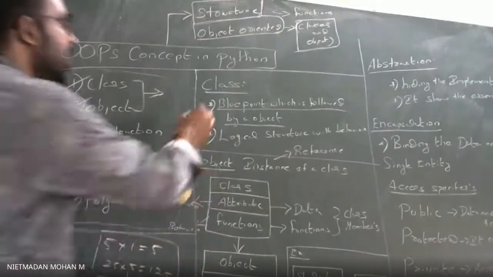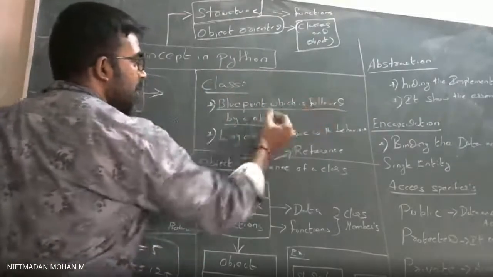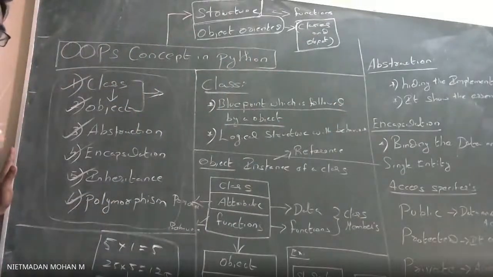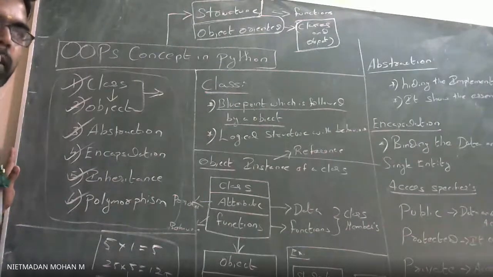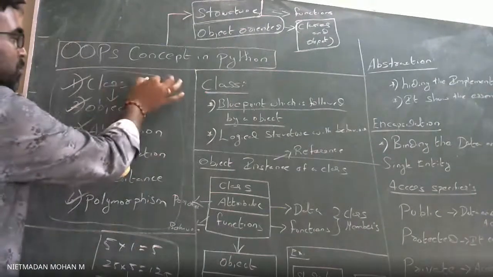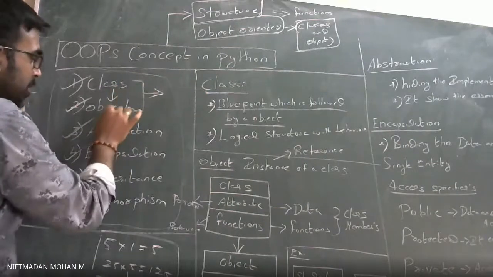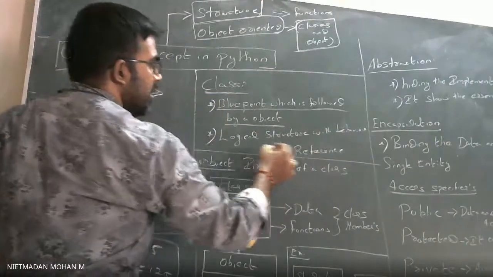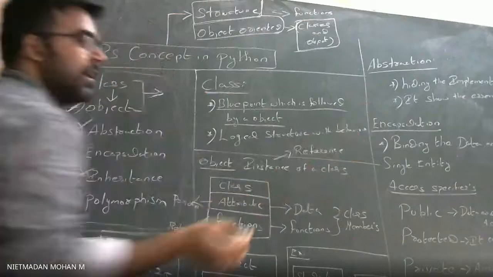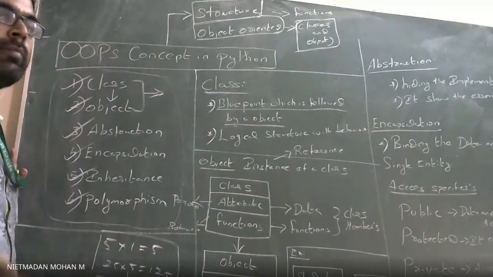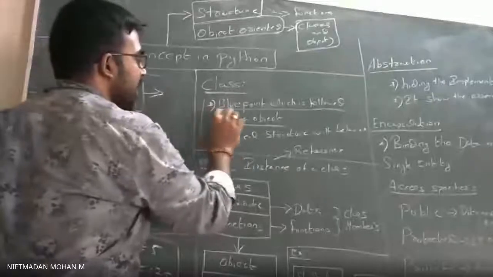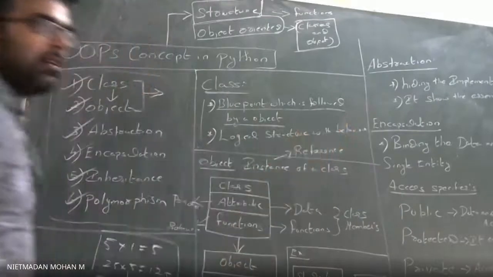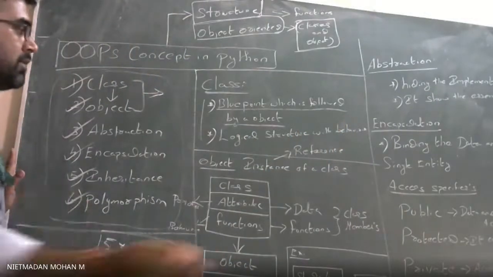So a class is a blueprint that will be followed by an object. Don't go with the programming concept, just go with the general concept: a class is a blueprint which will be followed by an object. And it is a logical structure with behavior. It will consist of some behavior, and I will explain what behavior means. So these are the two major points of a class: a blueprint followed by an object, and a logical structure with behavior.